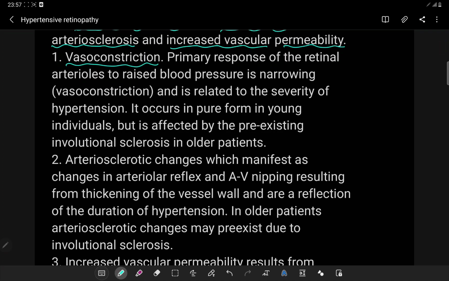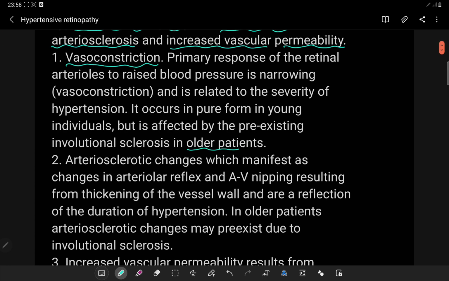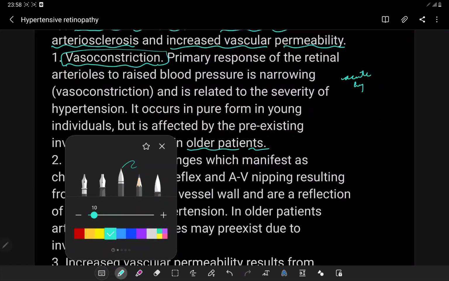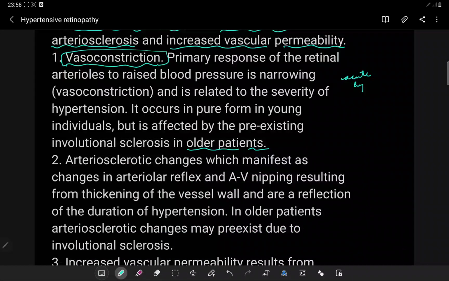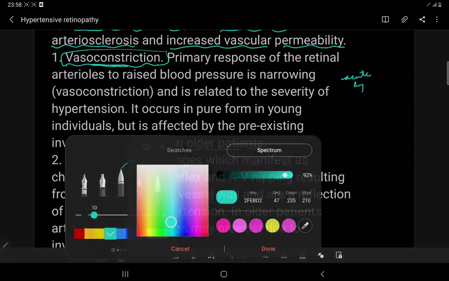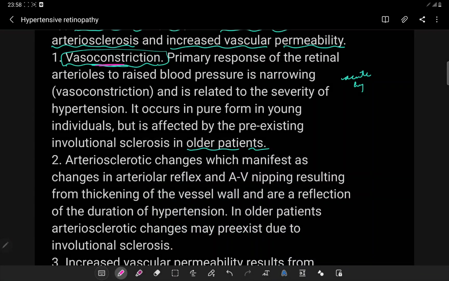What is vasoconstriction? The primary response of the retinal arterioles to the raised blood pressure is the narrowing, and it is related to the severity of the hypertension. It occurs in pure form in young individuals but is affected by the pre-existing involutional sclerosis in older patients. So remember in pathogenesis, we know that in hypertension the first response, usually in patients suffering from acute hypertension, is basically vasoconstriction. So the first response that comes in the patient is called vasoconstriction, basically in individuals who are suffering from the acute type of hypertension.